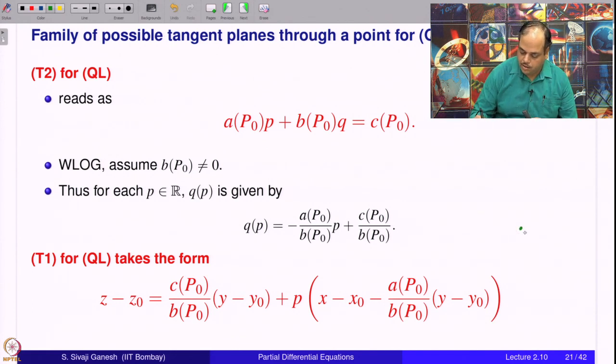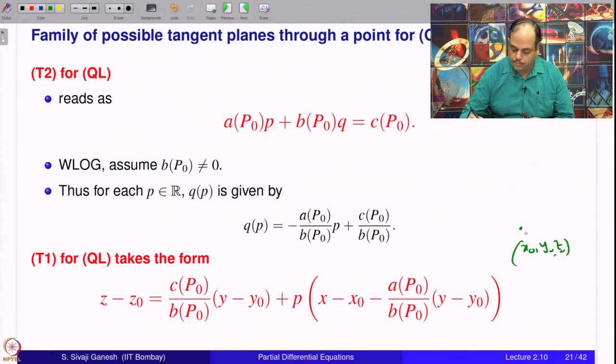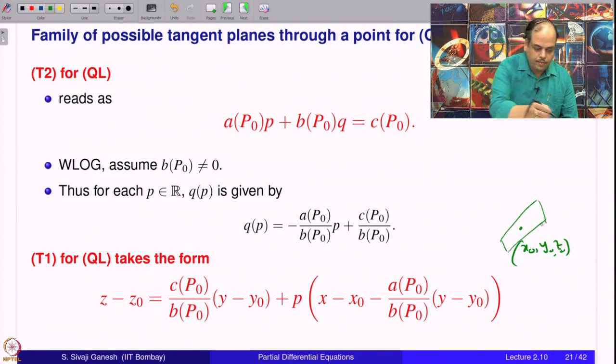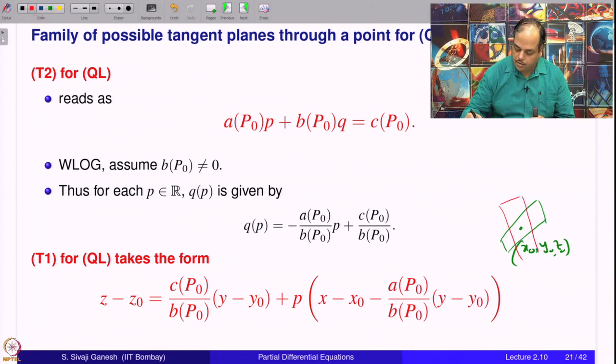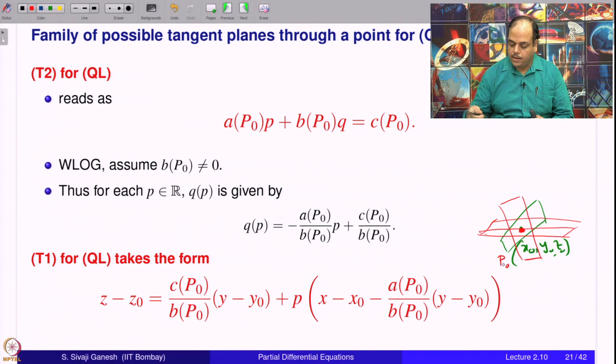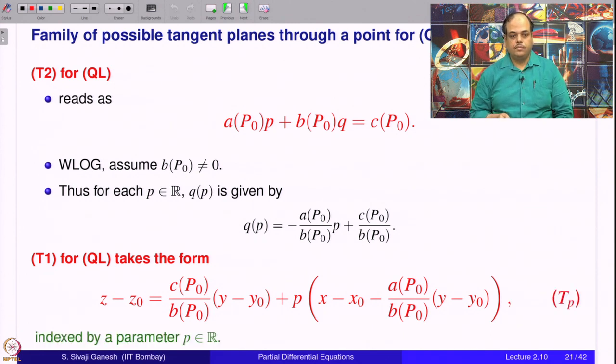So, you have a point x0, y0, z0. Now you are looking at a plane like that, another plane, okay, plane is infinite. These are planes in 3D and another plane like that and so on. The only common thing is this point P0, they all pass through this point. So, it is a one parameter family of possible tangent planes indexed by this parameter P in R.